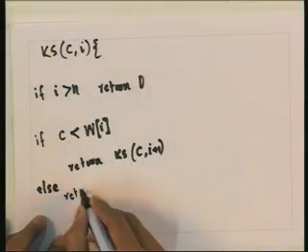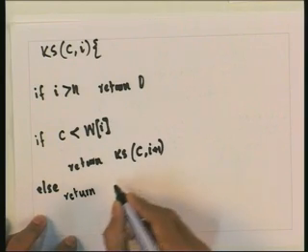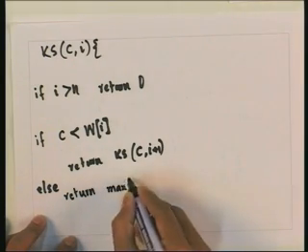Of course, it might not always be wise to include that object, simply because if we include it, we have to use up some of our capacity, and maybe the benefit that we get because of using up that capacity is not adequate enough, or because we might be losing some better options later on. So, to cover both possibilities, here is what we should do. We should return the best of those two worlds.